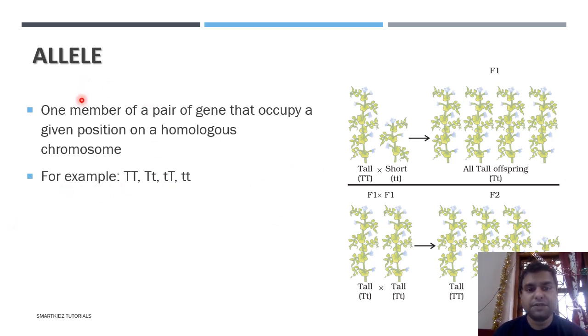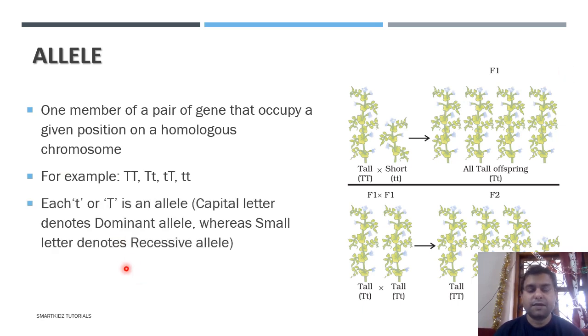But for now, you just remember what an allele is. It is one member of a pair of genes. So there is a pair of genes, and one member of it is referred to as an allele. They are homologous, the genes present on homologous chromosomes. And as I mentioned over here, each T, whether it's small or big, is an allele. The capital letter denotes the dominant allele, whereas the small letter denotes the recessive allele.